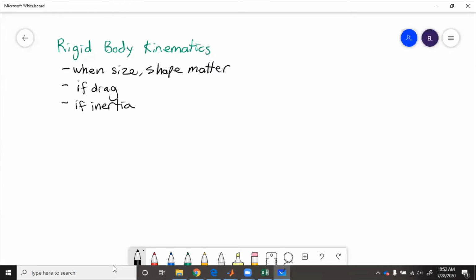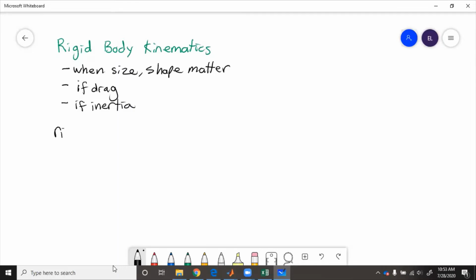Most objects have inertia, so we can't always treat it as just a little dot, because sometimes it'll matter if it is a box or a wheel or a long skinny rod. All of those things are going to have an effect on how it behaves.